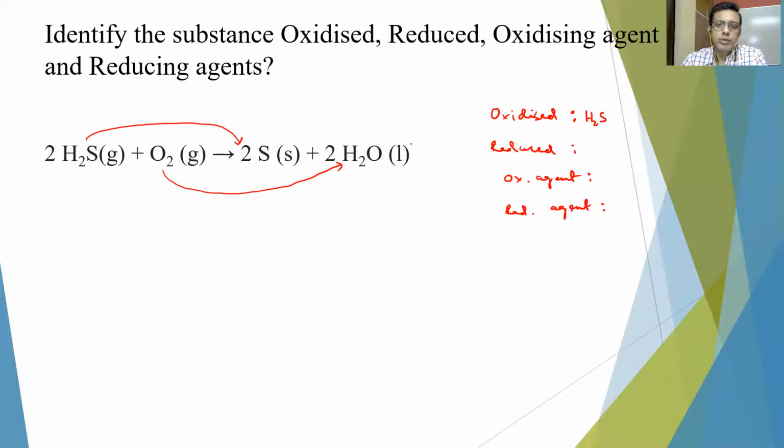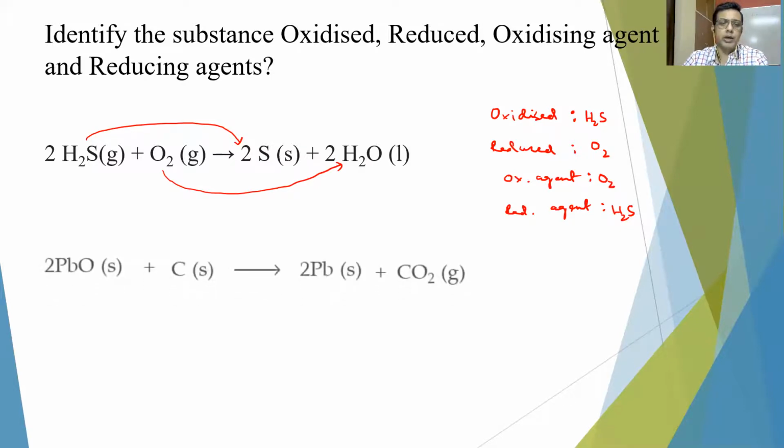What is the substance reduced? Oxygen. So the substance reduced is the oxidizing agent and the substance oxidized is the reducing agent. So this is how we can find out which is the substance oxidized, reduced, the oxidizing agent and the reducing agent. Let us see another example.